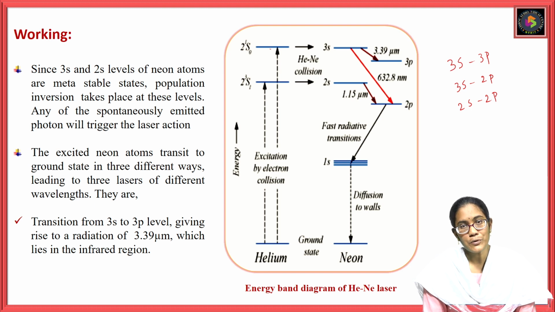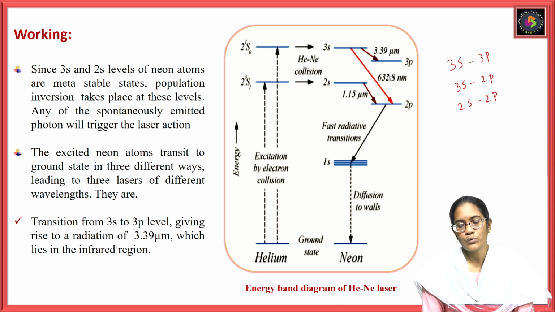As we know, one of the main characteristics of a laser is that the light coming from the laser is monochromatic in nature and has a single wavelength. But here we are getting three wavelengths, right?